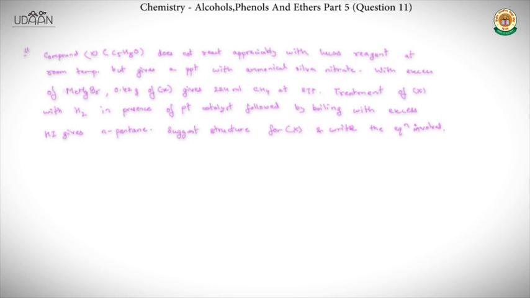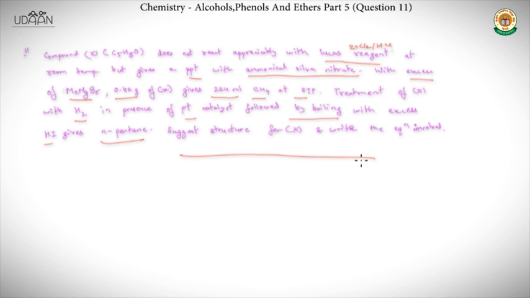Let us proceed with question number 11 and let's see how to solve it. Compound X, C5H8O, does not react appreciably with Lucas reagent, and we know Lucas reagent is ZnCl2 with HCl at room temperature, but it gives a precipitate with ammoniacal silver nitrate, and with excess of MeMgBr it forms CH4; 0.42 gram of X gives 224 ml CH4 at STP, and treatment of X with H2 in presence of platinum catalyst followed by boiling with excess of HI gives us n-pentane. We need to find the structure for X.